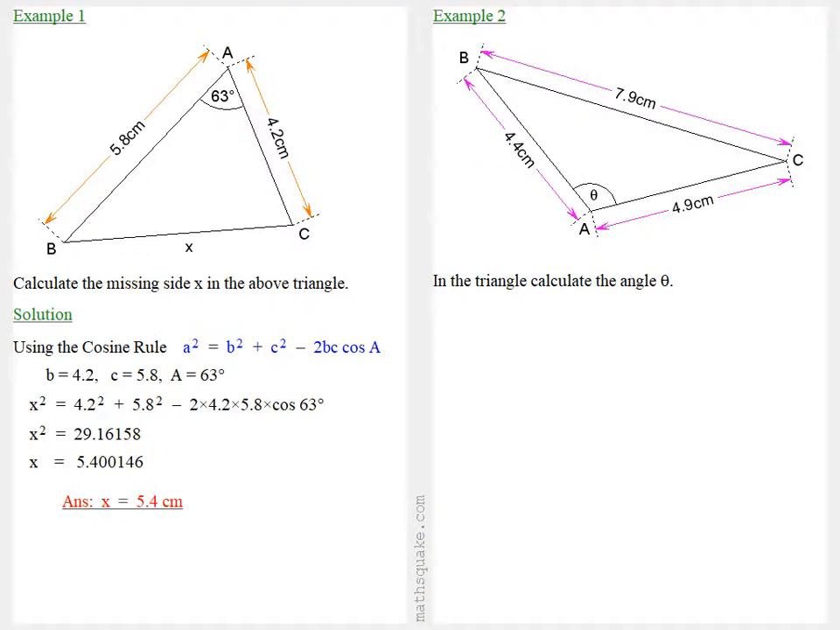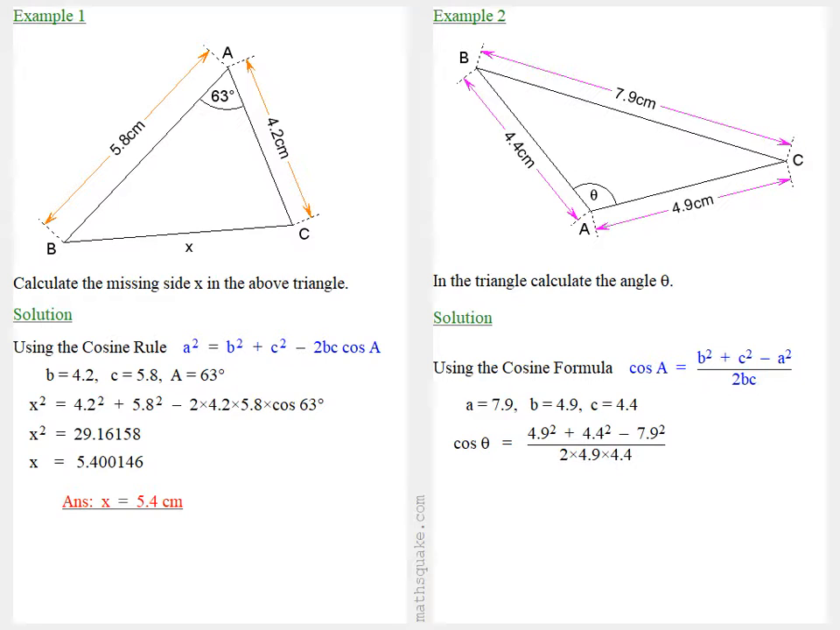If we look at example 2, again we've got a triangle, and in this case we want to find the angle theta, which is the angle A. Now we're going to use the cosine formula. Cos of A equals b squared plus c squared minus a squared over 2bc. This is the better form to use if you're trying to work out the angle. So the side A is 7.9, the side B is 4.9, and the side C is 4.4.